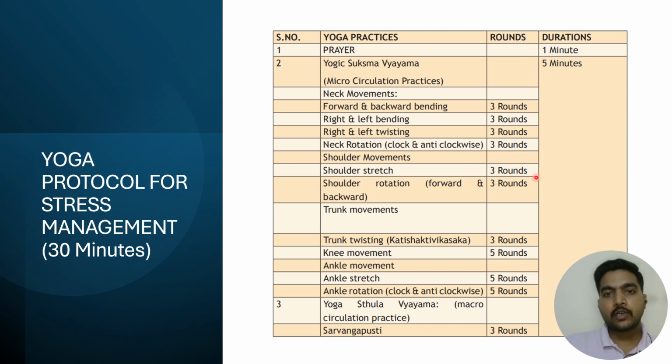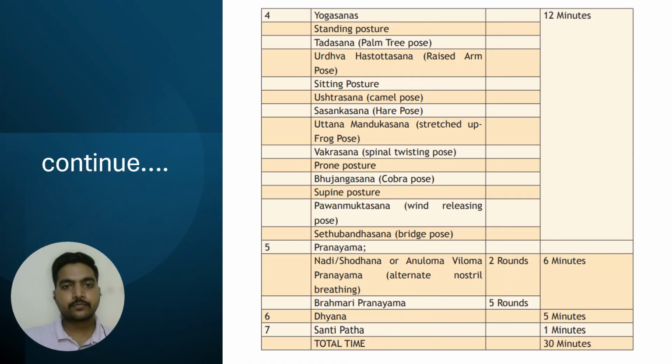These are rounds, and you decide how many rounds to take. Then the sthula vyayam, macro circulation, is about 12 minutes. In 30 minutes you have to divide the time into separate parts, and 12 minutes is for the major part, the yogasan. The yogasan are divided into three parts, as we also discussed. In the standing position, you can perform any standing exercise like tadasana, and then the exercises you perform in the sitting posture.